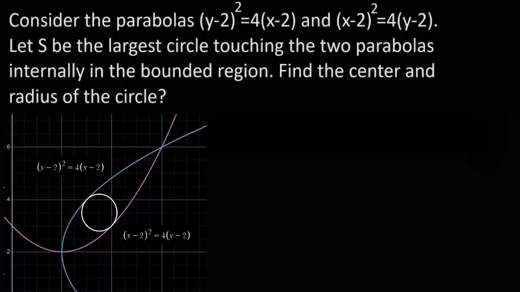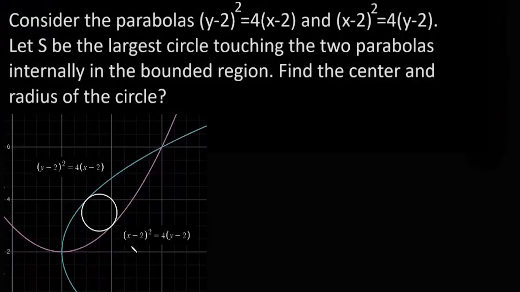We'll discuss a shorter method to solve the question today. Now the question was: consider the parabolas (y - 2)^2 = 4x - 2 and (x - 2)^2 = 4y - 2, and let S be the largest circle touching the two parabolas internally in the bounded region. Find the center and radius of the circle.